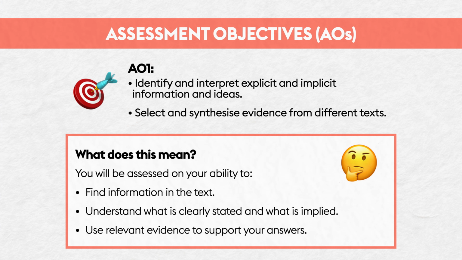AO1 is about identifying and interpreting explicit and implicit information and ideas. In simple terms, this means you need to find information in the text, understand what is clearly stated, and also understand what is implied. AO1 also involves selecting relevant evidence to support your answers. In Paper 1, this skill is mainly assessed in Question 1.